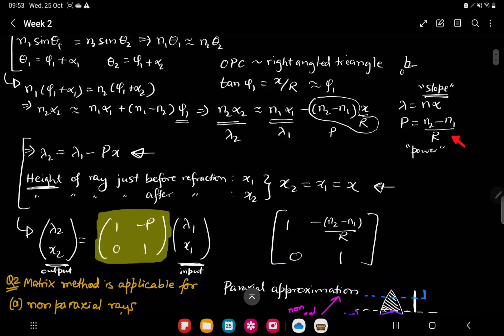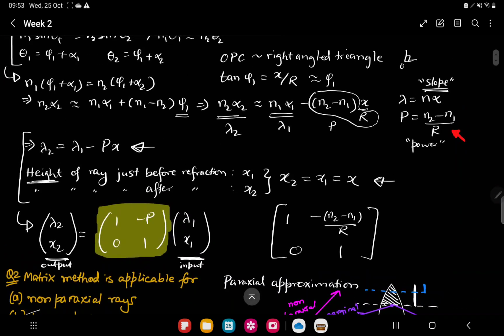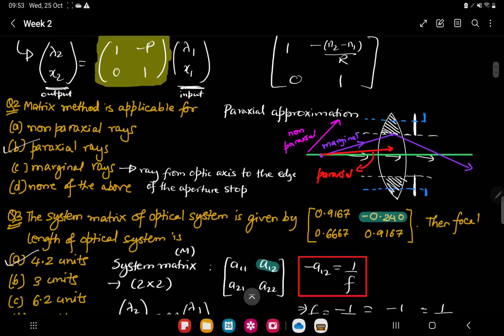And P is nothing but the power of the refracting medium. In any geometrical optics system, we typically deal with the paraxial approximation. The paraxial approximation is when the rays are very close to the principal axis. They make very small angles with the principal axis. So that is the paraxial approximation, and the matrix method works only in the paraxial approximation.